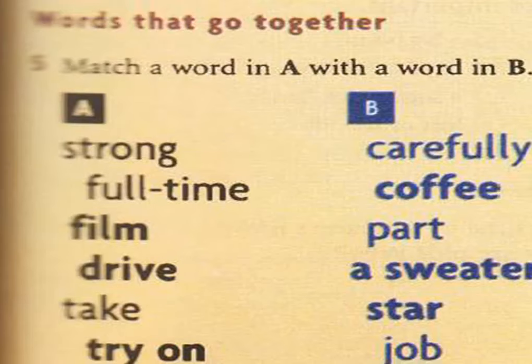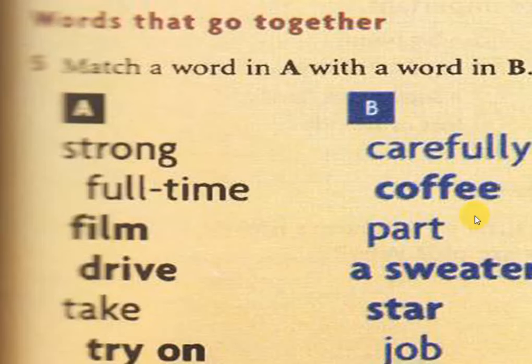Here we have words that go together. What does words that go together mean? It means the same as the word collocations. Collocations means that these are arrangements of words with other words that commonly co-occur together. معناها كلمات تأتي مع بعضها في مجمل الأوقات. Words that go together means the same as collocations. كلمات تأتي مع بعضها.